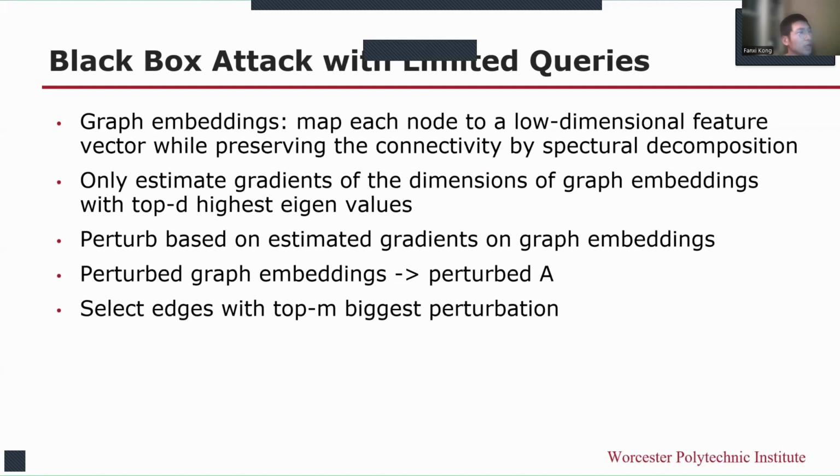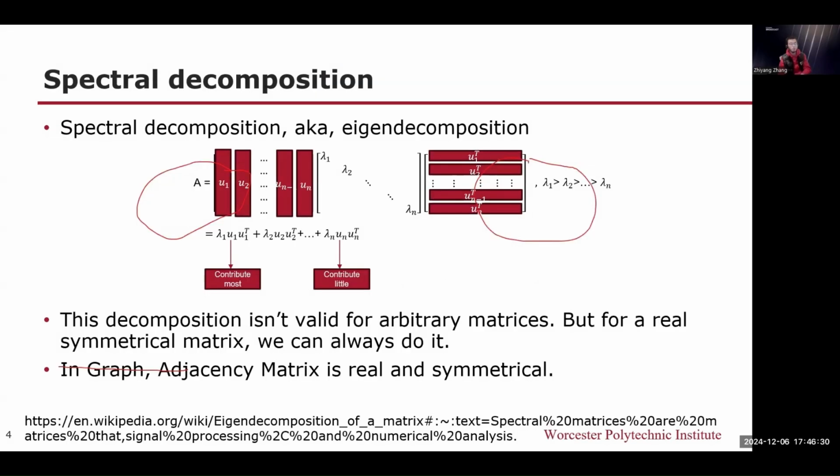Before we introduce this, I would like to bring in a concept called graph embeddings. It maps each node to a low-dimensional feature vector while preserving the connectivity by spectral decomposition. Before I go further, my teammate will introduce what spectral decomposition is and how we can get graph embeddings from that. Before going into our method, let's review the spectral decomposition.